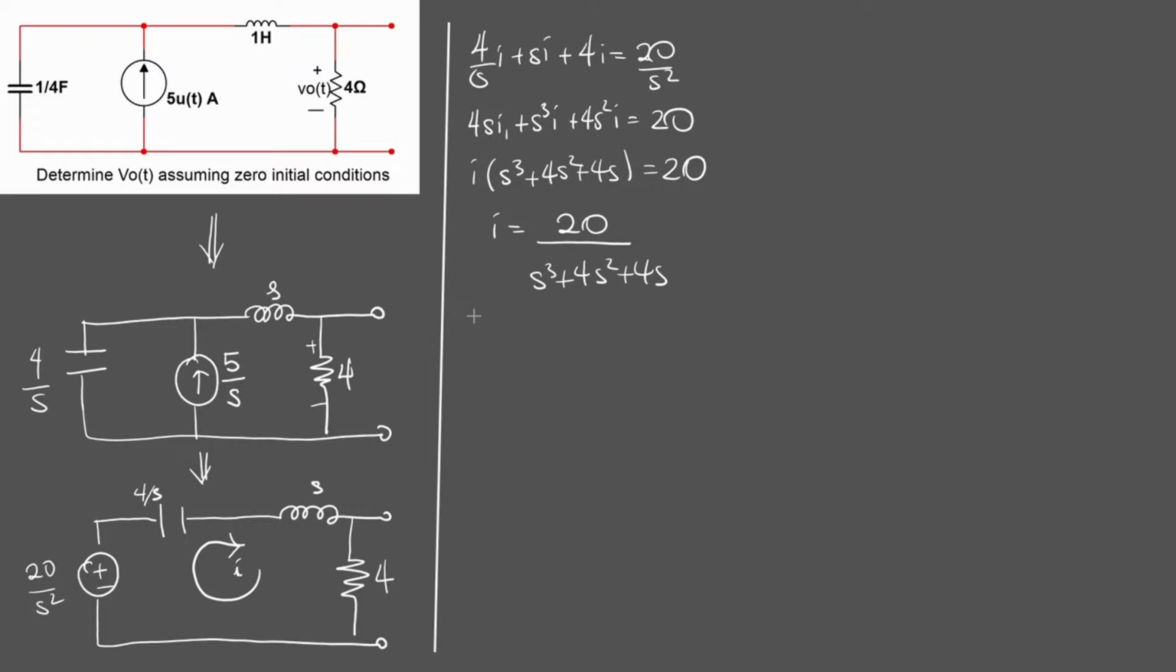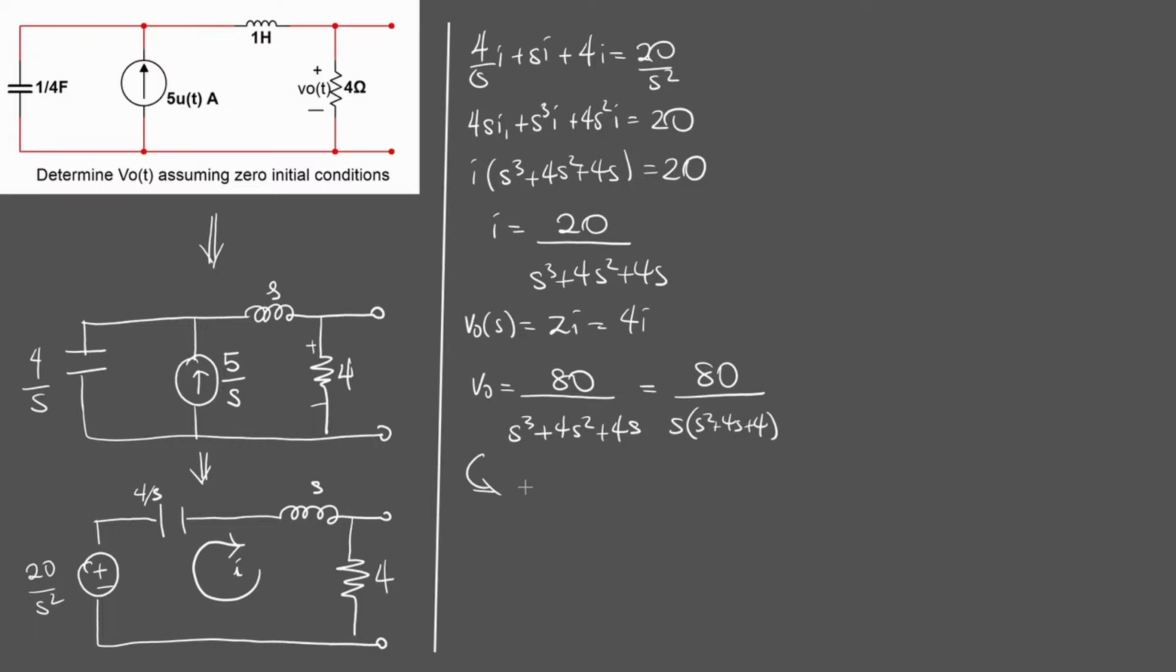Amazing, right? Recall what we did. V naught as a function of s is the same as ZI. The complex impedance is 4, so 4 times I, which is 4 times this whole thing. So V naught of s is going to be equal to 80 all over s cubed plus 4s squared plus 4s. Amazing. Partial fractions. I believe we can bring out something here: s, so that's s squared plus 4s plus 4. When we factorize this, that's s plus 2 twice. So V naught is going to equal 80 over s times (s plus 2) squared.